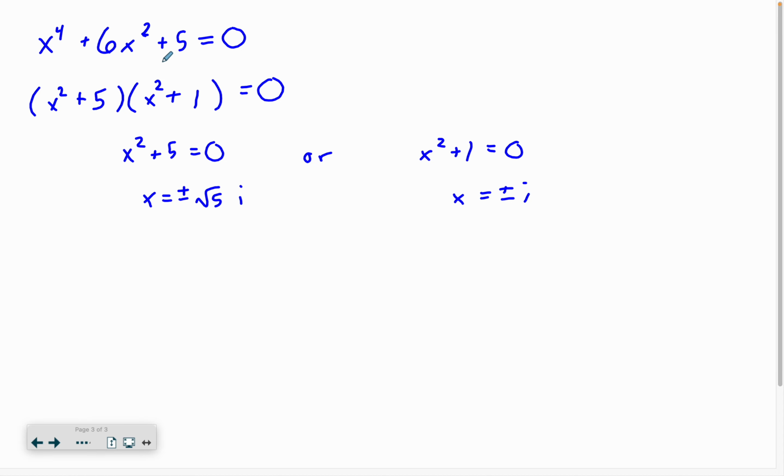So what this is telling me is the polynomial x to the 4th plus 6x squared plus 5 has no x-intercepts. All of its zeros are imaginary or complex. Either way, it doesn't matter. It's never going to cross the x-axis.